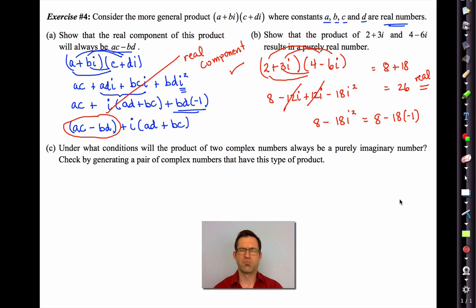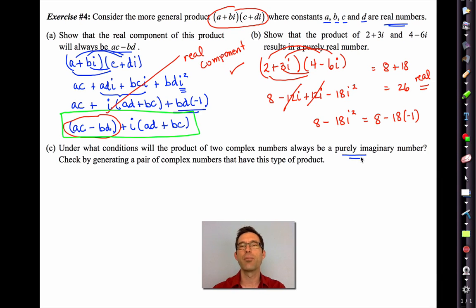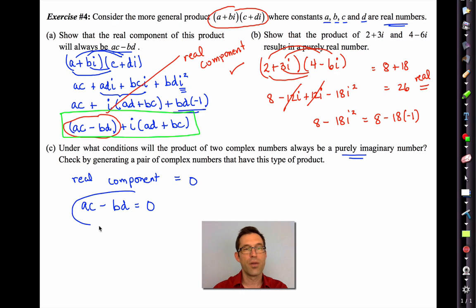Now letter C, I especially like this one. It says, under what conditions will the product of two complex numbers always be a purely imaginary number? How in the world will this product ever be purely imaginary? I want you to think about that, and as a hint, think about this expression. That will help you out. All right, let's talk about it. In order for it to be a purely imaginary number, the real component must be equal to 0. Well, that means that a times c minus b times d has to be 0. Well, there's your condition.